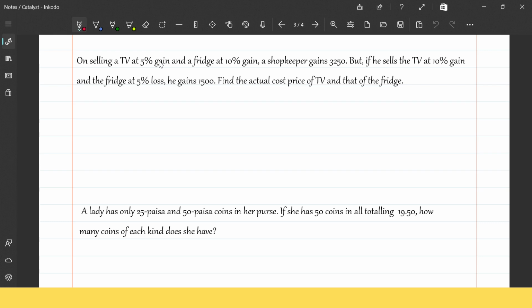So let us begin. On selling a TV at 5% gain and a fridge at 10% gain, a shopkeeper gains 3,250 rupees. But if he sells the TV at 10% gain and the fridge at 5% loss, he gains 1,500. Find the actual cost price of the TV and that of the fridge.